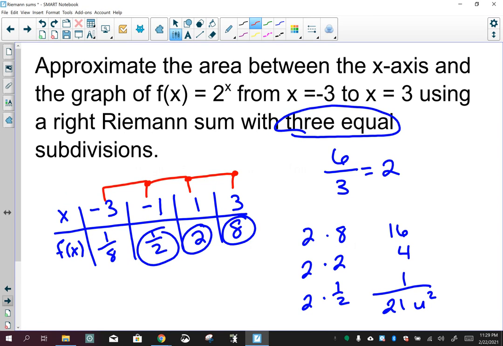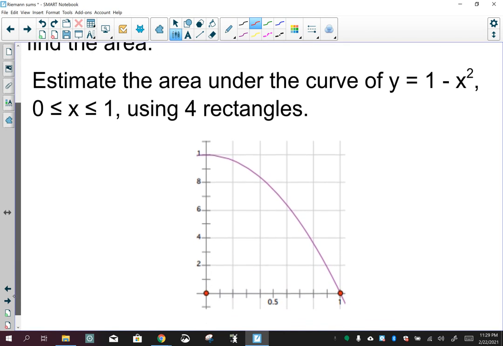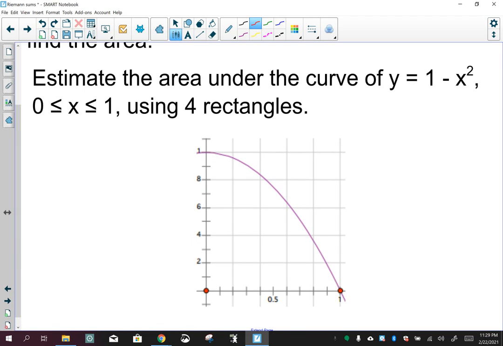All right. So finding the area under the curve. Same thing. I'm going to give you a few moments to do this one. Estimate the area under the curve of y equals 1 minus x squared from 0 to 1 using 4 rectangles.